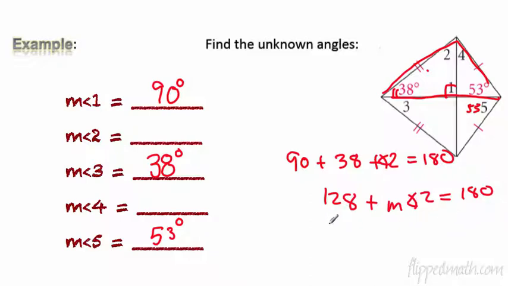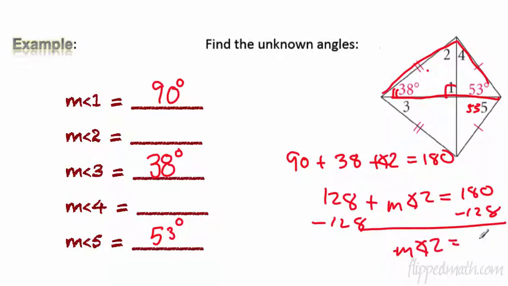What do we do? Subtract now. Subtract 128. Draw a line. The measure of angle 2 equals, what do we get here? Maybe a 52. So the measure of angle 2 equals 52 degrees.